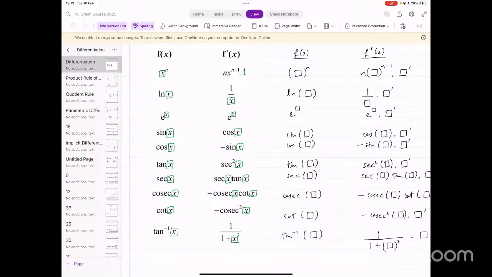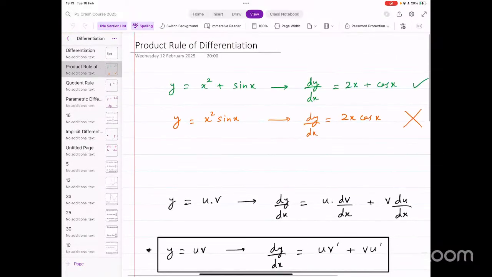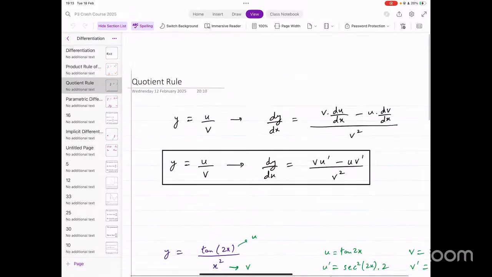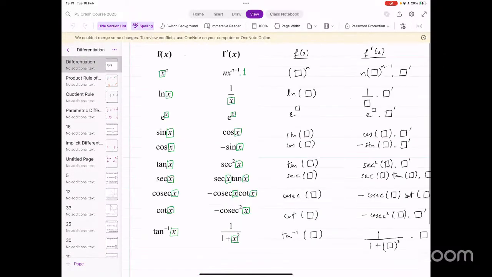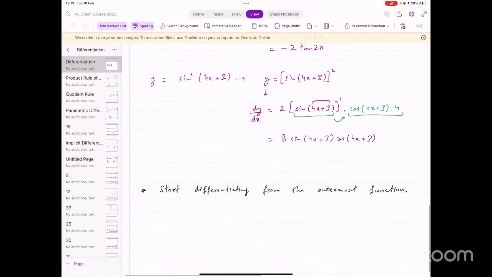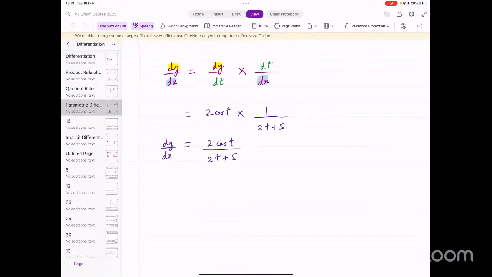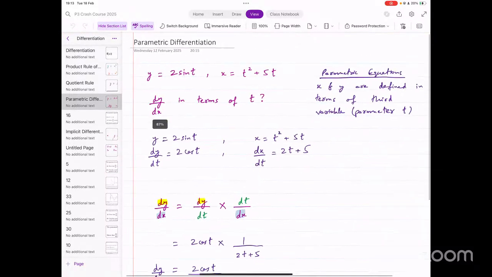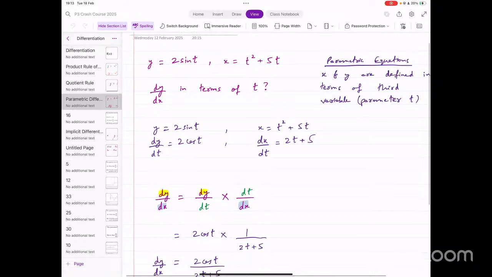Then we did the product rule of differentiation, quotient rule of differentiation. In the beginning, we also talked about this. When you have one function inside another function, you start differentiating from the outermost function, right? The rule that applies is the function that's the outermost function. Then we did parametric differentiation, right? That we do using chain rule.